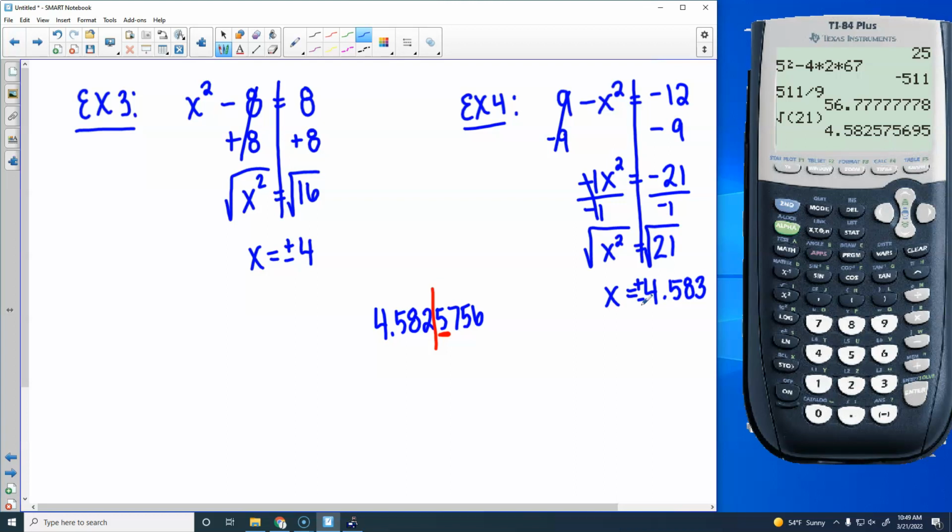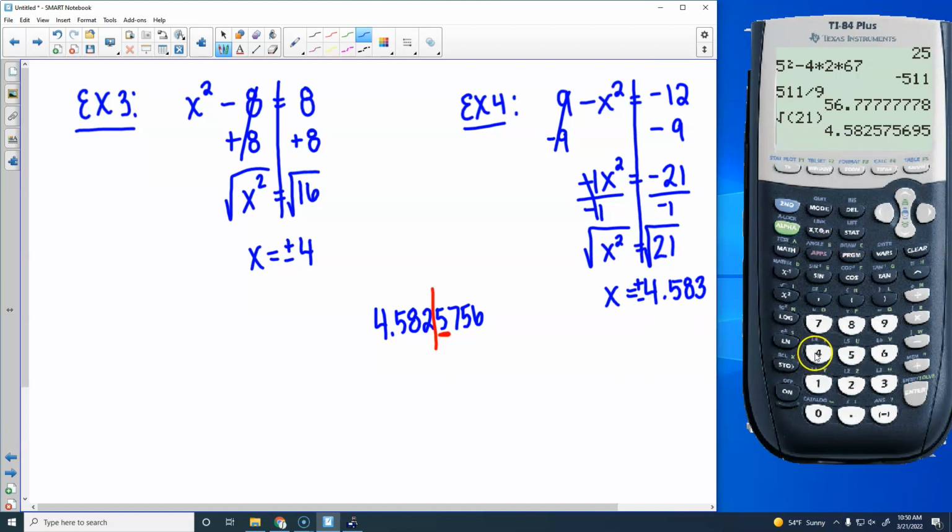So you're going to get some of these where you're not going to get perfect squares. So you're going to have to use your calculator for that. So you're not like dividing 24? Right, it's not dividing, it's taking the square root of 21, which means what number times itself gives me 21.